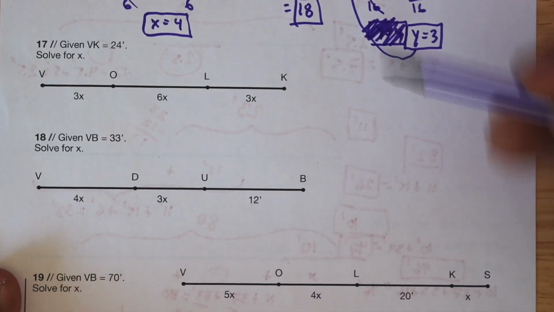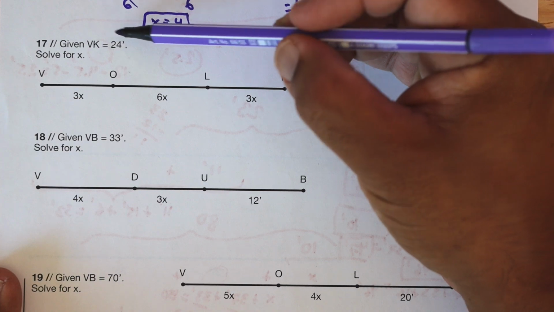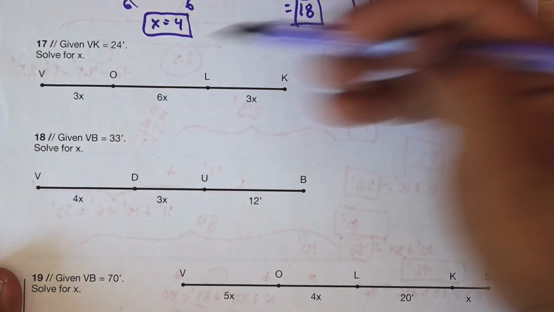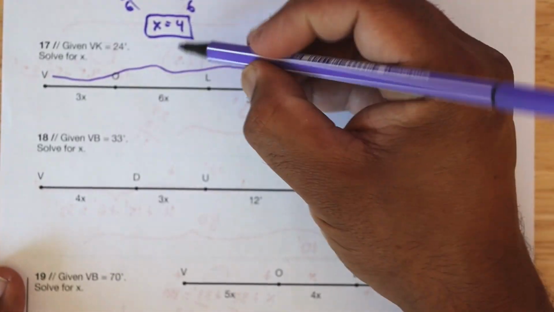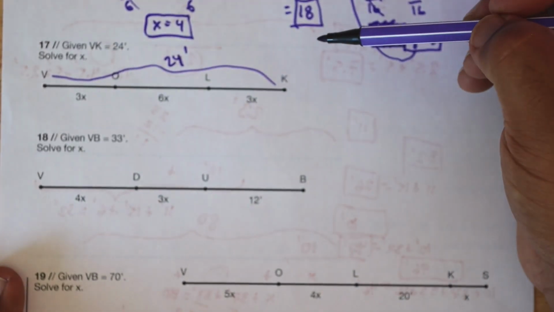All right, number 17. I left a little more space over here. Find VK. Nope, not find VK. VK is the whole thing. It's the whole thing. Oh, that was terrible. It's 24 feet. Solve for x.